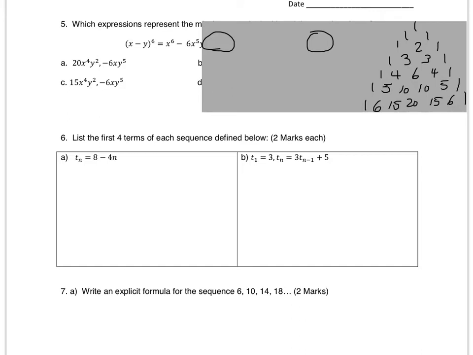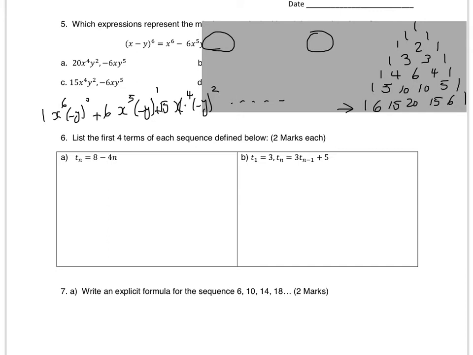Now if I expand (x minus y) exponent 6, I get x exponent 6, negative y exponent 0, then x exponent 5, negative y exponent 1. Remember the sum of the exponents has to end up being 6. The next one is x exponent 4, negative y exponent 2, and so forth. The coefficients of these terms are going to come from this row. So this is going to be 1, this one is going to be plus 6, and then plus 15.